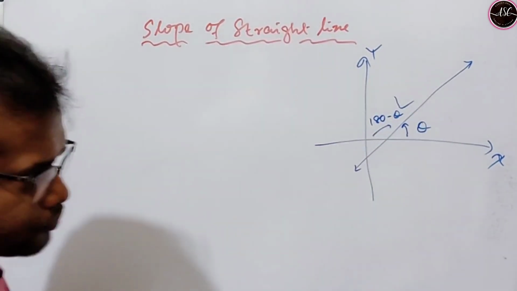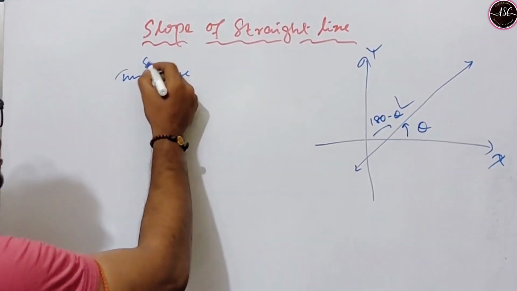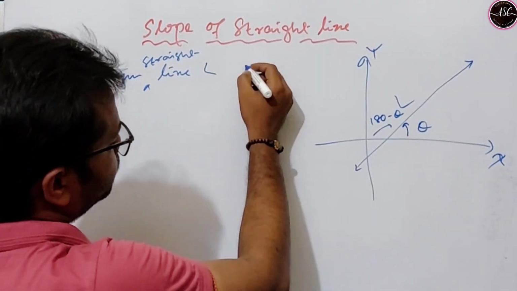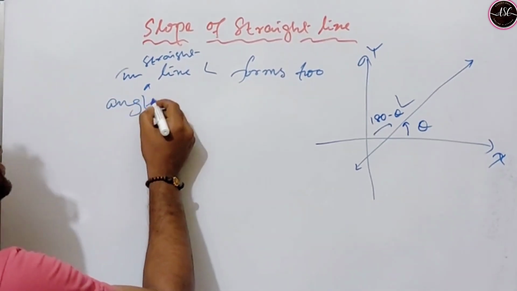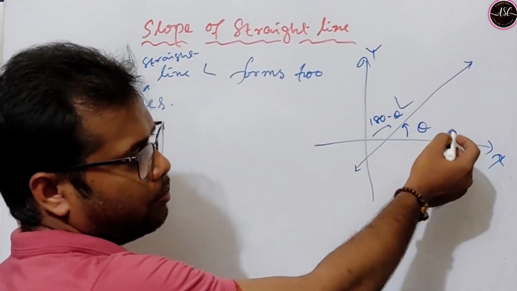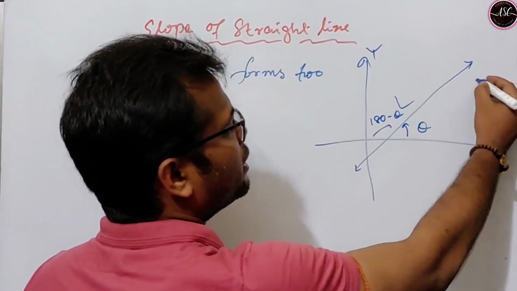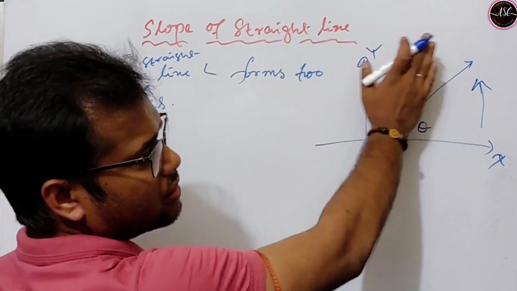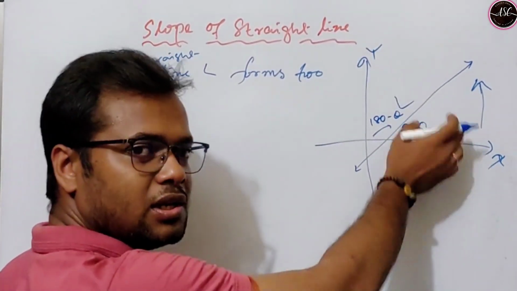So the straight line L forms two angles. Here this line L makes an angle theta with the positive direction of x measured anticlockwise. We have previously known this in the trigonometric function chapter. If this angle is measured anticlockwise, then this is the positive direction.